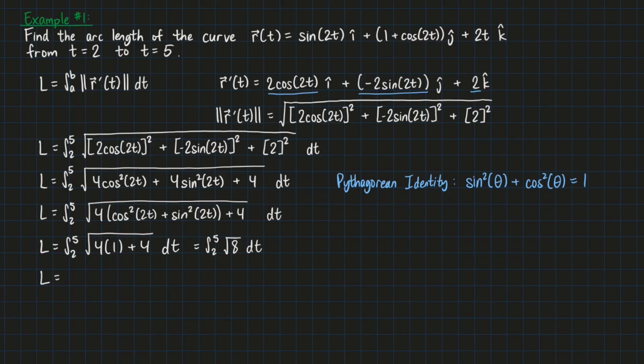And now I'm going to evaluate the integral. The integral of a constant is the constant times the variable of integration. So we're going to have radical 8 times t, and we evaluate this from 2 to 5. So the arc length of the curve from t equals 2 to t equals 5 is 3 radical 8.